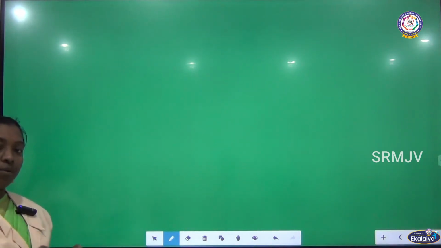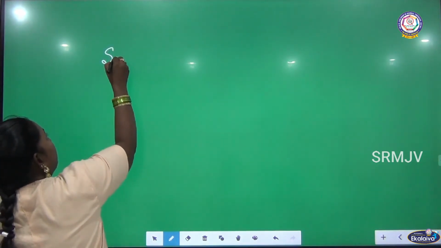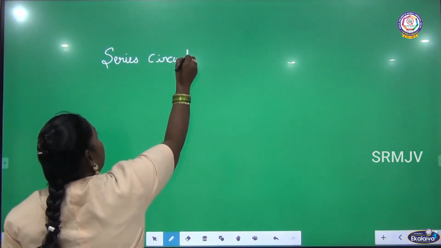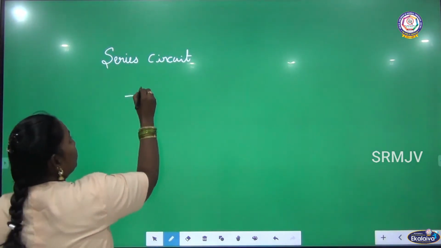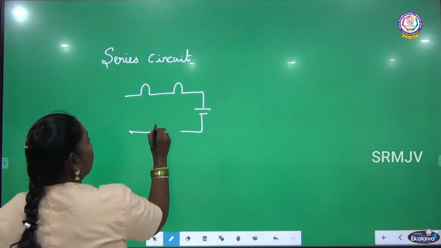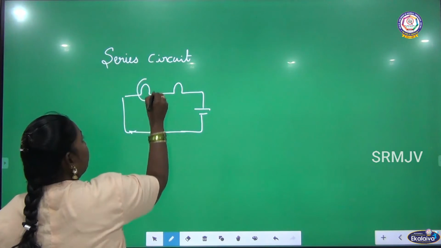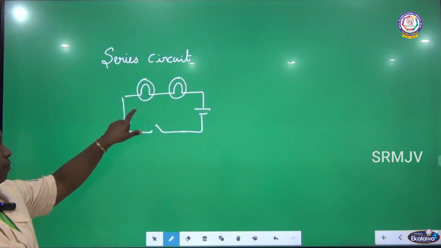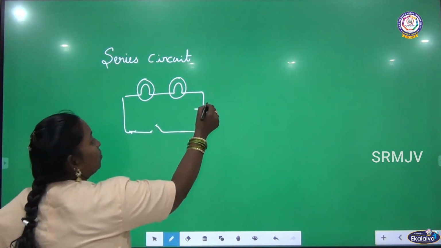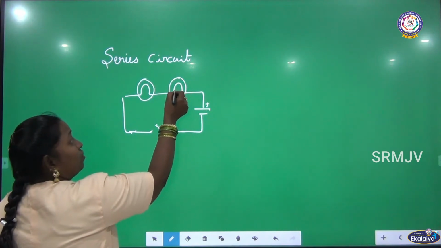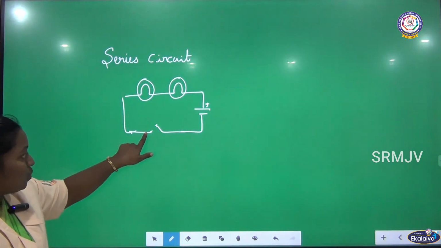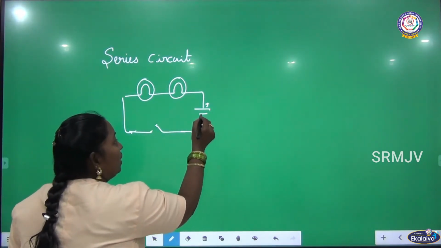Now let me see one by one, starting with the series circuit. Series circuit, as you know, if you see the circuit diagram, all the components are connected one after another. See, if you see here, from the positive terminal of the battery it goes to one bulb, from the other terminal of the bulb it goes to the second bulb, from the second bulb's other terminal it goes to the switch's one end, and from the other end of the switch it ends at the negative terminal.